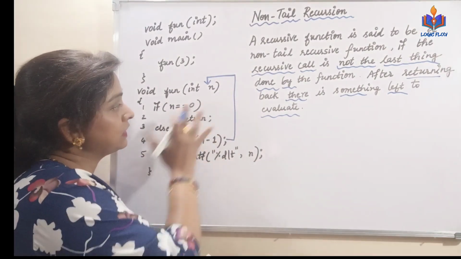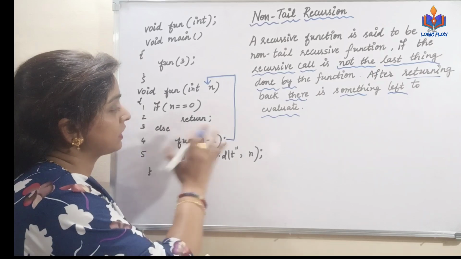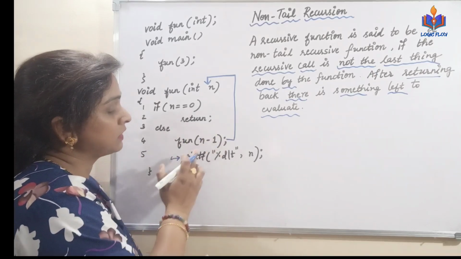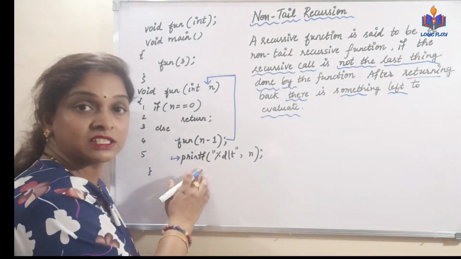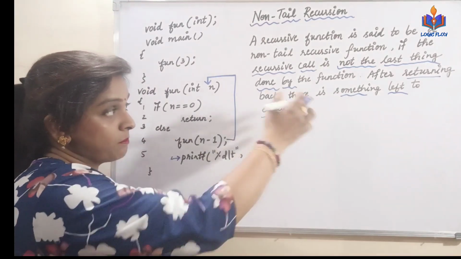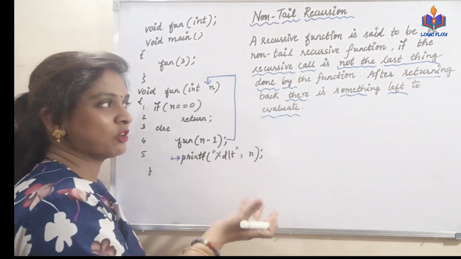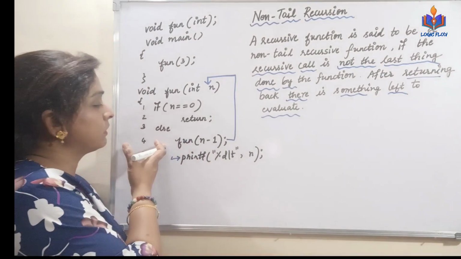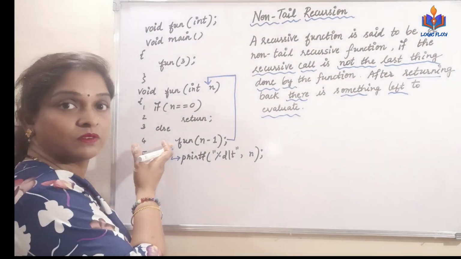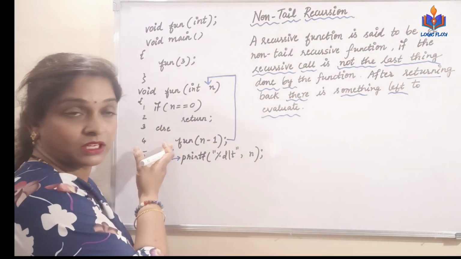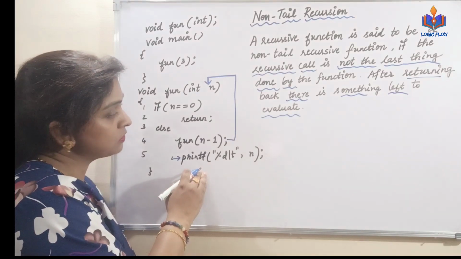So let us see the tracing of this, how it is going to return back and how this remaining statement gets executed after returning back. Sometimes some evaluation will be there. Here it's the same statement. We may have some evaluation, right? So let us see how this is going to work.